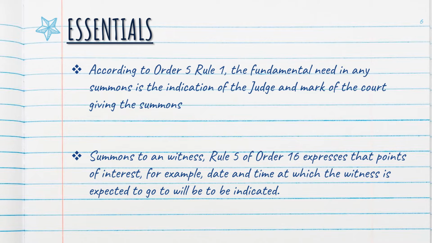Essentials in a summons. As per Order 5 Rule 1, the basic necessity in any summons is the signature of the judge and the seal of the court issuing the summons. With respect to the summons to the witnesses, Rule 5 of Order 16 states that a particular date and time at which the witness is required to attend are to be specified. Along with this, the reason for the procurement of attendance of witnesses, such as to give evidence or to produce a document or both, should also be mentioned in the summons.